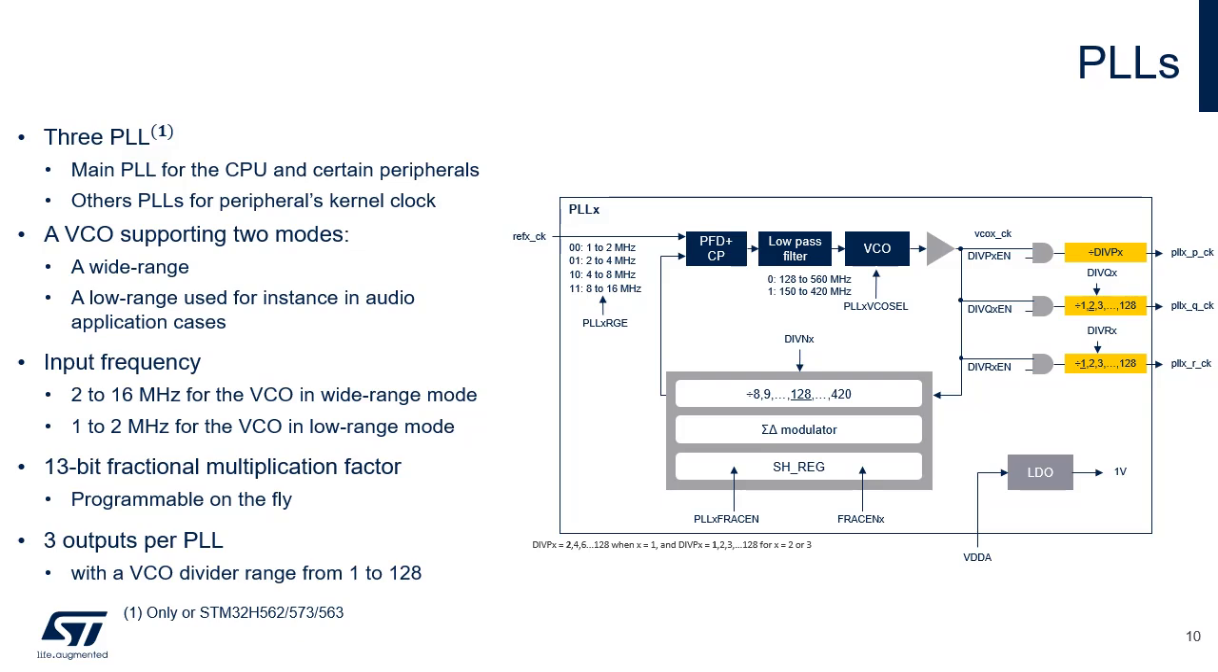The 13-bit sigma delta modulator fine-tunes the VCO frequency in steps of 11 to 0.3 ppm. The sigma delta modulator can be updated on the fly without generating frequency overshoots on PLL outputs.